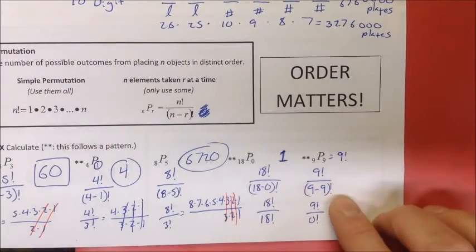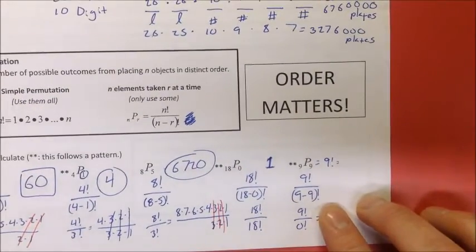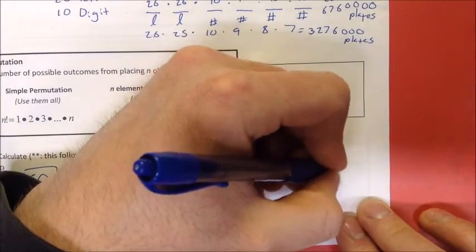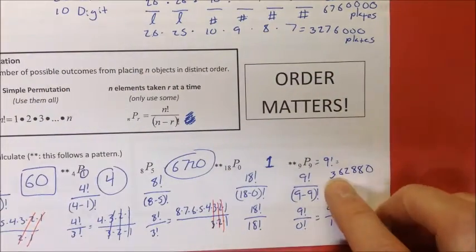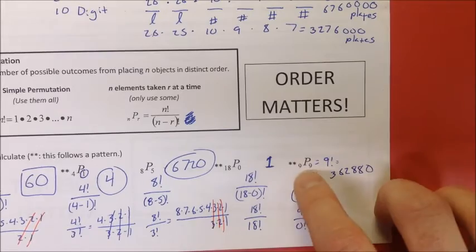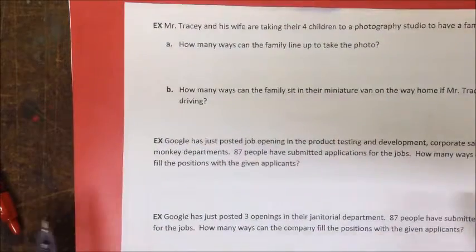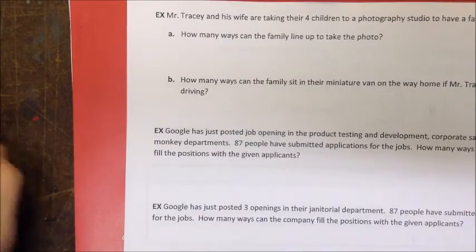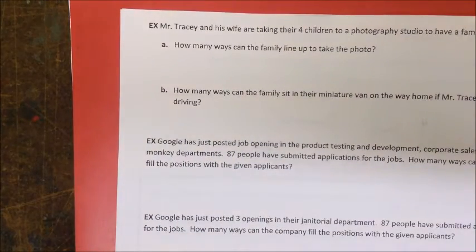But 9 factorial is still a really big number, so when you look at the actual number, it doesn't seem that special. It's going to be 362,880. So that big number is not so special. The fact that 9p9 is equal to 9 factorial, that's the special part. On the next side, what we've got is a couple of story problems, and these ones are a little bit more par for the course, but they're still pretty basic.